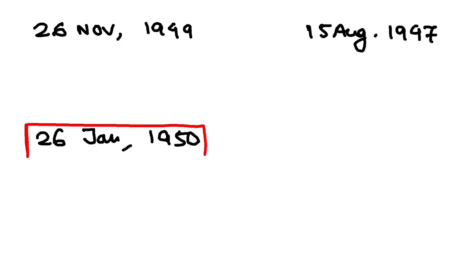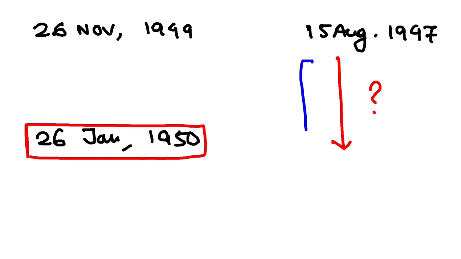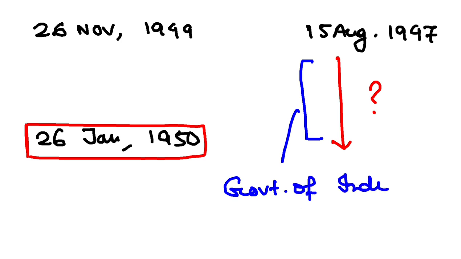isn't it? We got independence on 15 August 1947. So the question is, if the Constitution is effective from 26 January 1950, what happened in the period from 15 August 1947 to 26 January 1950? This is very interesting. During this period, India was ruled according to the Government of India Act 1935. Very important.